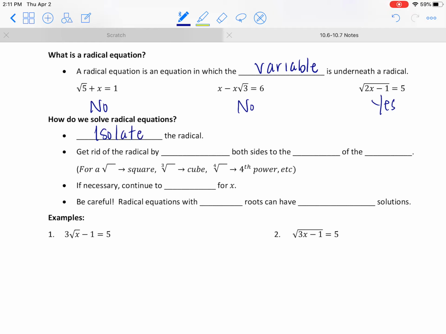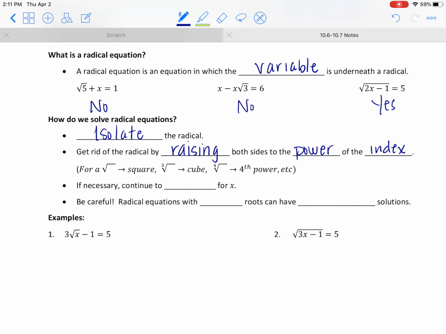If we're going to solve a radical equation, the goal would be to isolate the radical. Okay, isolate the square root, the cube root, whatever it is, get it all by itself. So anything outside of the radical, like a times 2 or a plus 1, is going to have to be moved. Once the radical is by itself, we get rid of it. And we get rid of the radical by raising both sides to the power of the index.